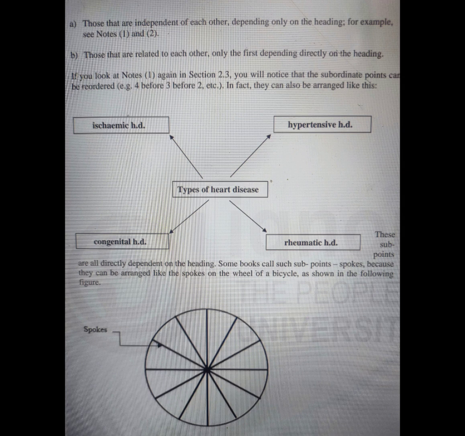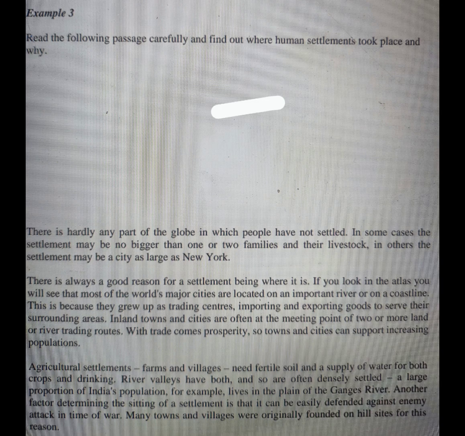Some books call such subpoints spokes, because they can be arranged like the spokes on the wheel of a bicycle, as shown in the following figure. Spokes. Example 3. Read the following passage carefully and find out where human settlements took place and why.